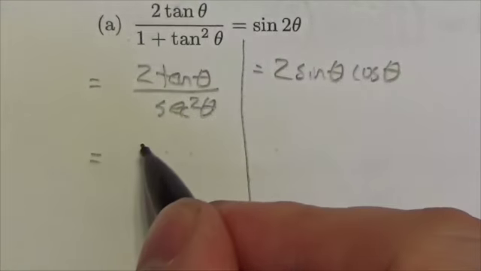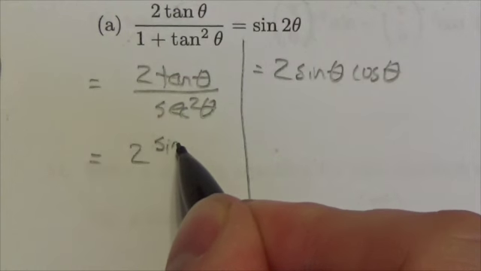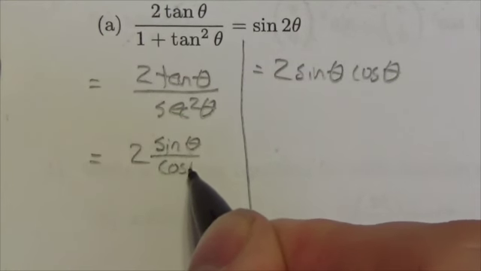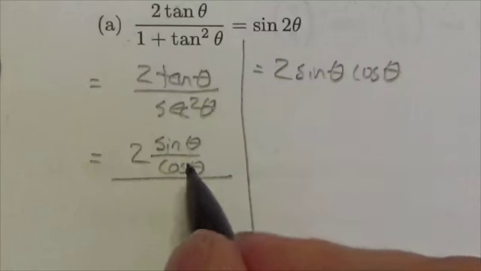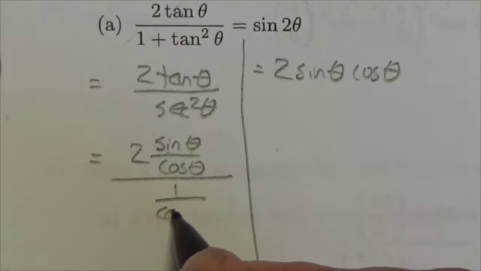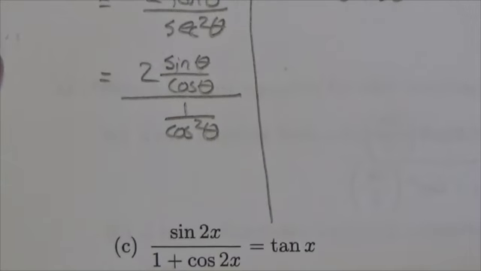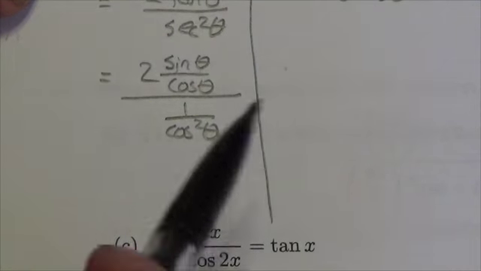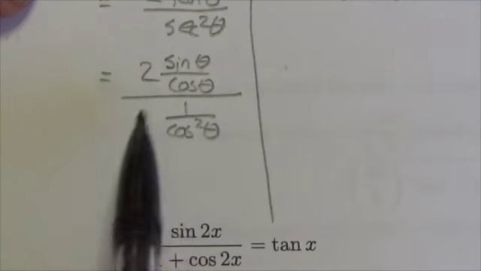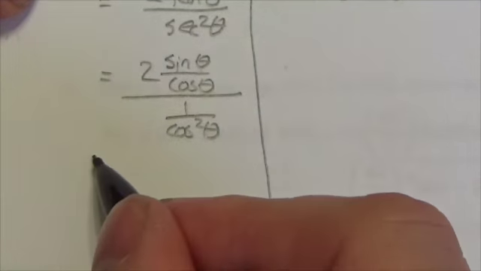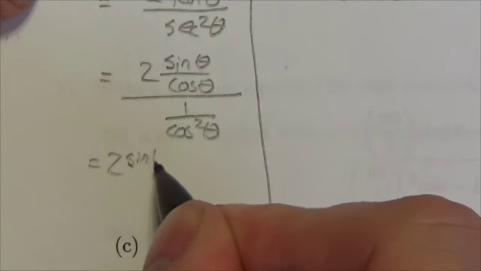So 2 tangent here is going to be 2 sine of theta over the cosine of theta. And secant squared is simply going to be 1 over the cosine squared of theta. Now, did that create any Pythagorean identities? Well, no, it didn't. Is there any obvious algebra here? Well, yeah, there is. I've got a fraction now divided by a fraction. I know that means multiplying.